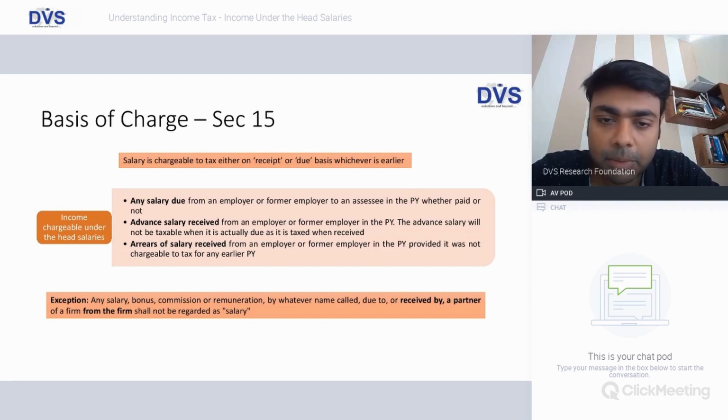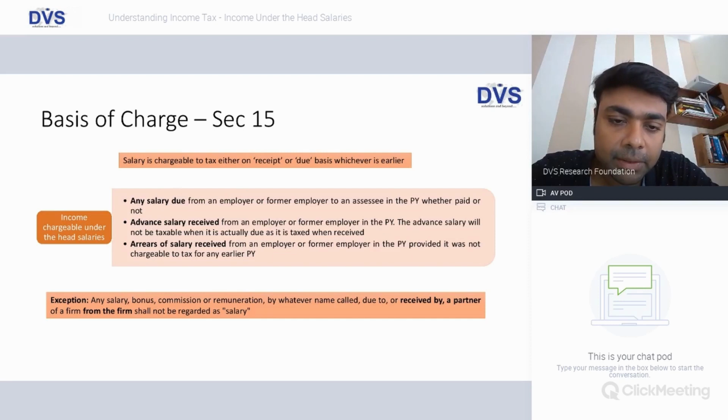But as far as salary income is concerned, if you look at the language, it says any salary due from an employer is taxable, whether paid or not. Any salary received, even if it is received from a former employer, is taxable. Advance salary is not taxed because it is deemed as a loan. Arrears of salary is taxed on receipt if it was not taxed on an earlier basis.